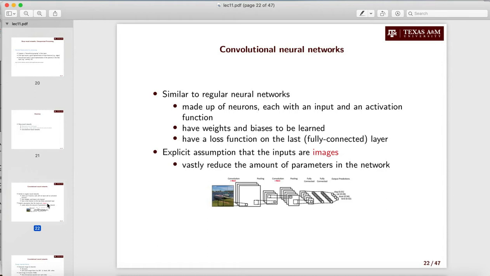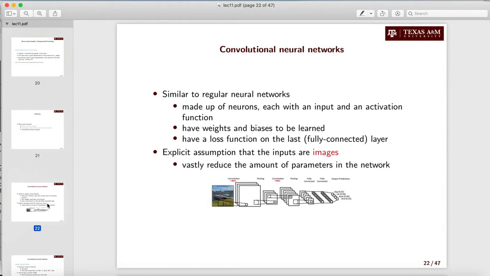So again, this neural network is made up of neurons, each with an input and an activation function. Again, we need to learn the weights and biases of these neurons. And we have a loss function at the end, based on which we are trying to perform either a classification or a regression task.